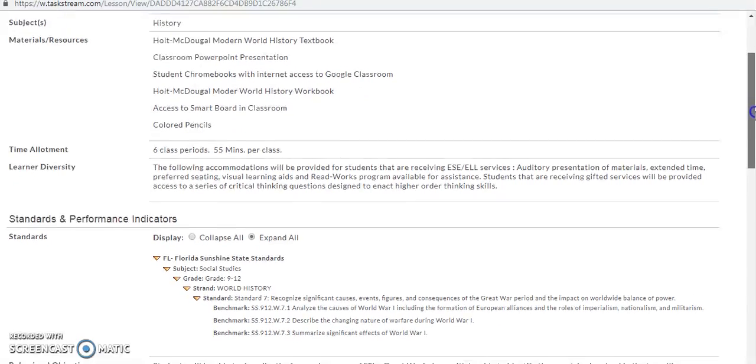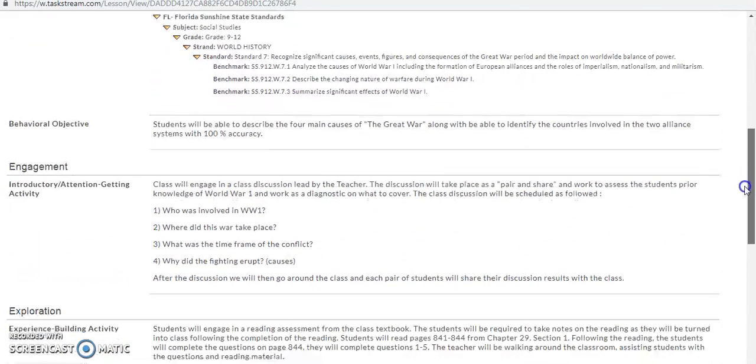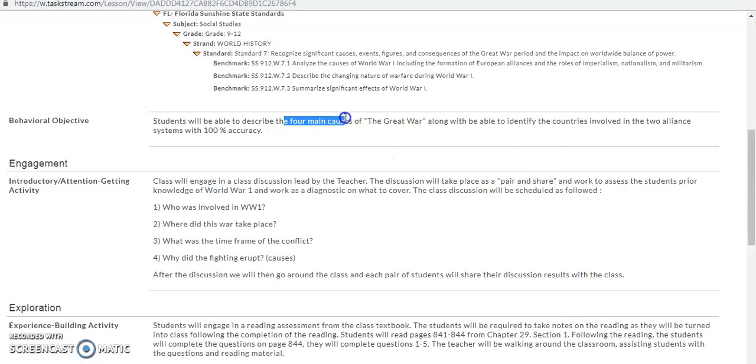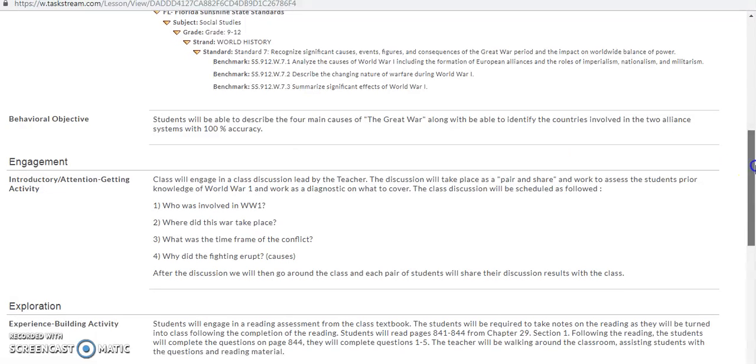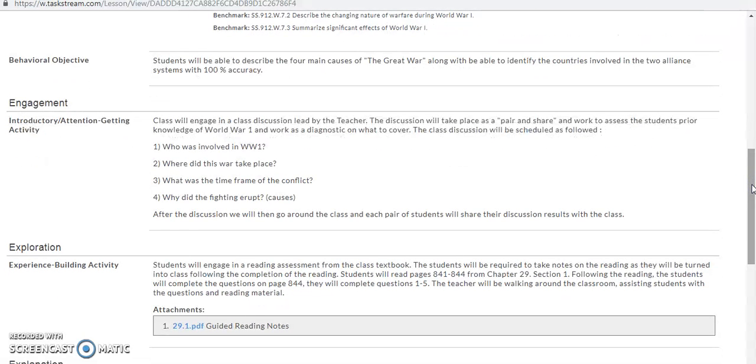So just to go ahead and show you exactly what this one will entail, the behavior objective of this one is we're just going to focus on the causes of the Great War, World War I, identify the countries that are involved, and the two alliance systems. They'll be able to do this with 100% accuracy because the two alliance systems and the causes are going to be something they have to know. We're going to use the acronym MAIN, M-A-I-N, and each letter stands for something that they'll be able to understand from the war and what caused it. So they'll definitely have to know that.